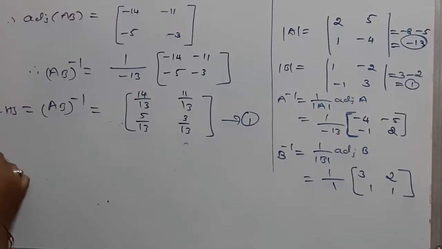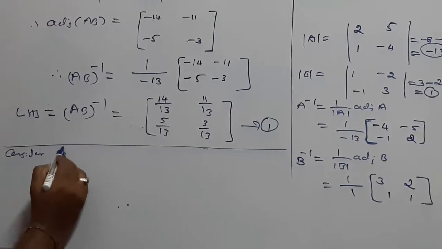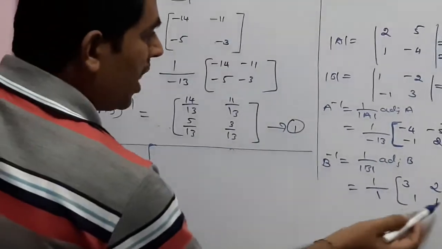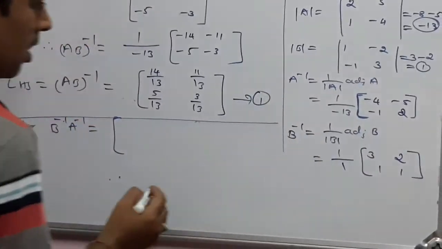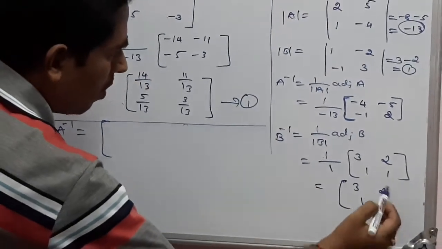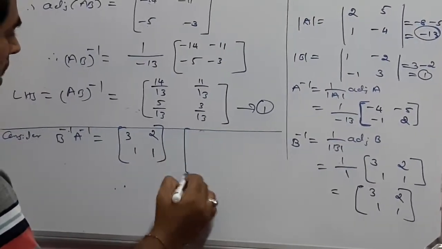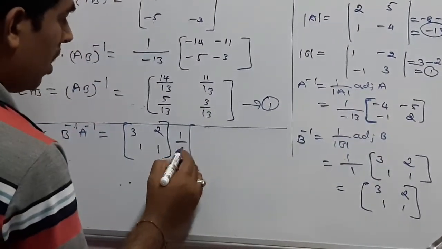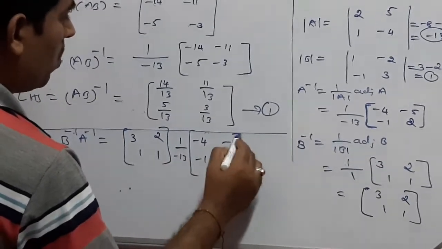So I can do it here. Okay, consider B inverse, A inverse. So cross B inverse here. B inverse is this one, 3, 2, 1, 1, into A inverse is this. Outside it is 1, so it will be 3, 2, 1, 1 only. So B inverse is 3, 2, 1, 1. Then A inverse. Whatever I got for A inverse here, I will write here: 1 by minus 13 into minus 4, minus 5, minus 1, 2.